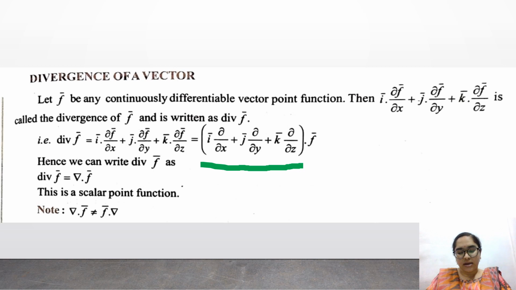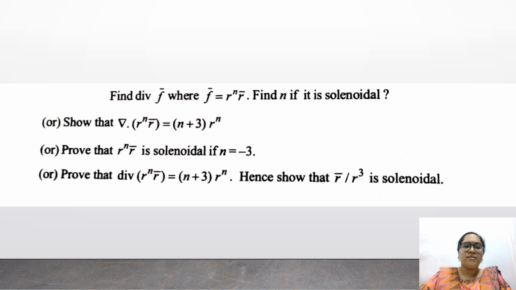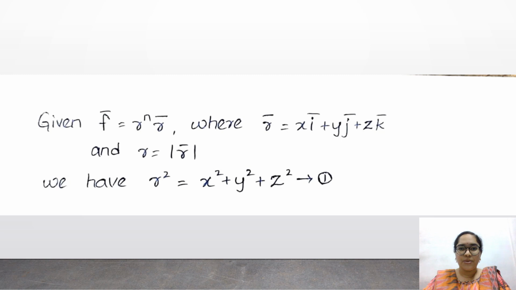Then a solenoidal vector. A solenoidal vector is when we do this del dot f bar, if we get 0, so del dot f bar equals 0 is known as solenoidal vector, and this equation is also known as the equation of continuity or conservation of mass. So now this is our problem. The main question that I got is this one, and the same question can be written in different ways. First, let's look at our solution for the problem.